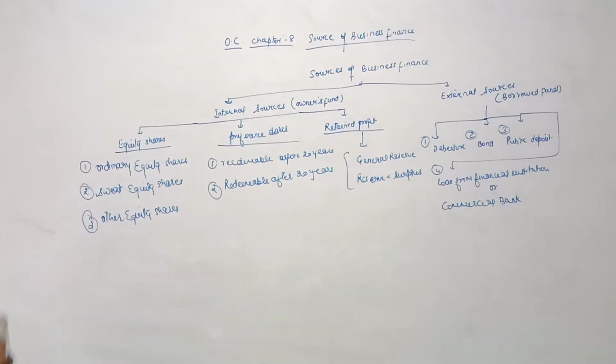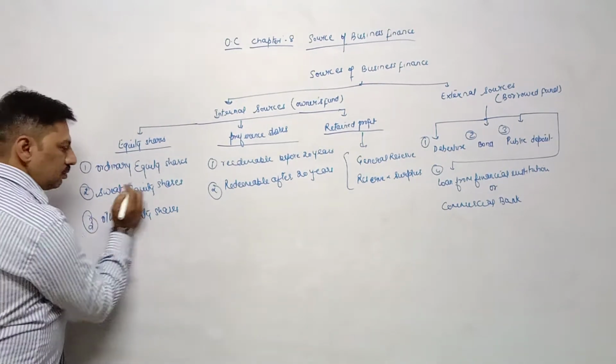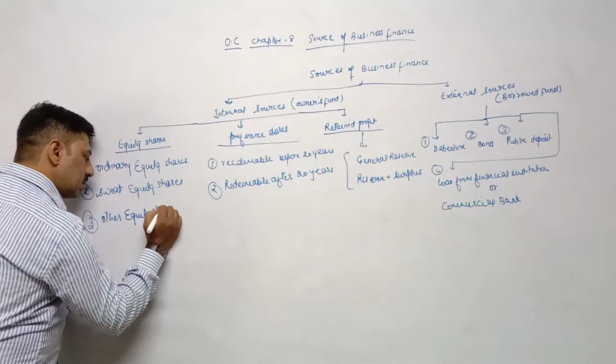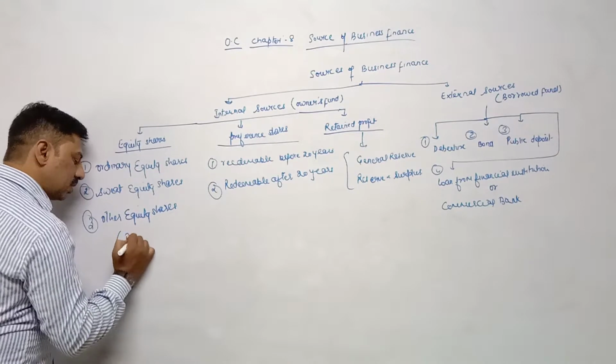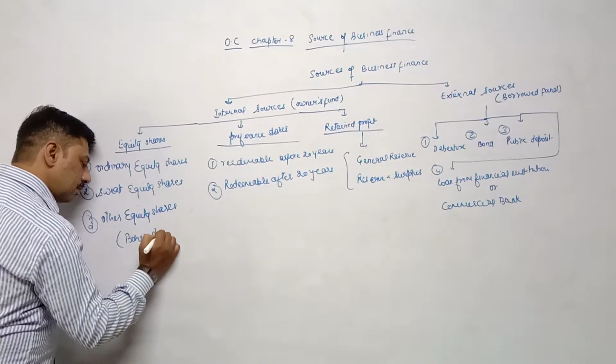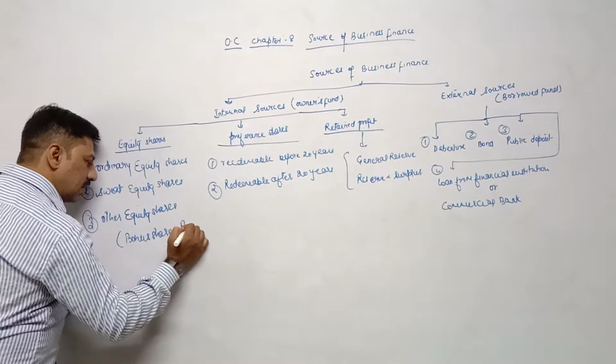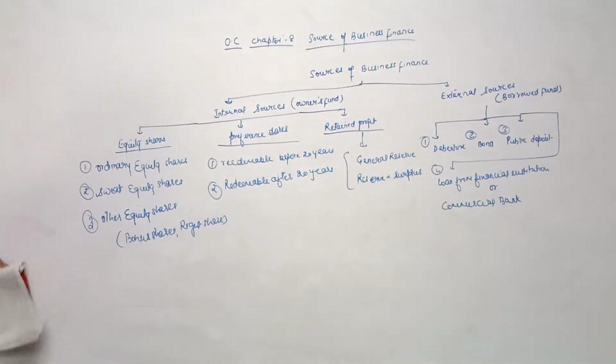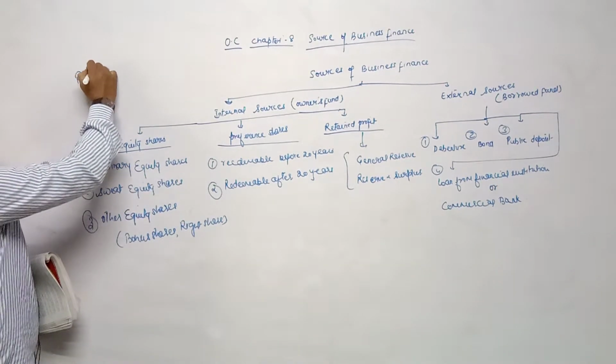Now equity share has three types: ordinary equity shares, sweat equity shares, other equity shares. Here for other equity shares, within bracket you can write bonus share, right shares. These are other types of shares: bonus share, right share. Preference shares are of two types, which is redeemable. Redeemable means returned. Returning is called redeemable.